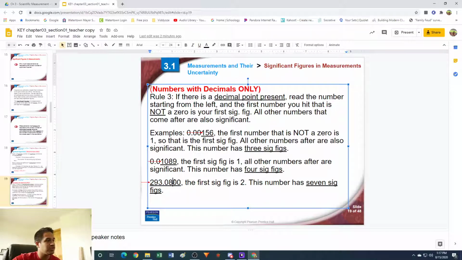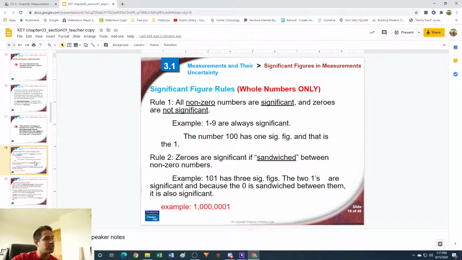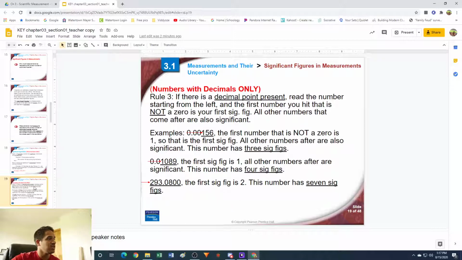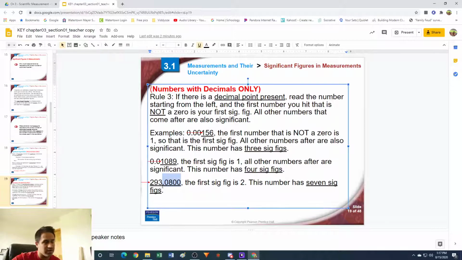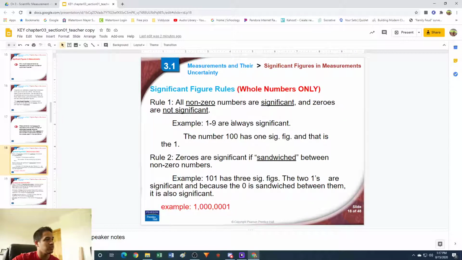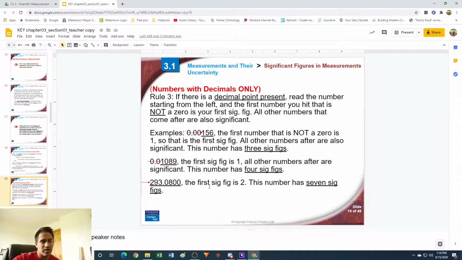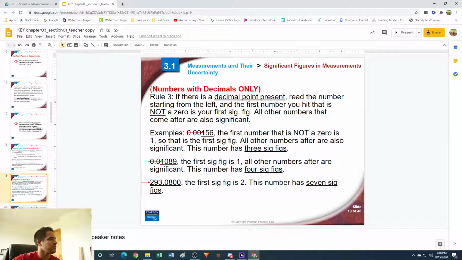Now you'll notice that there are zeros here at the end that aren't sandwiched. Doesn't matter. Remember that the sandwich rule from the previous slide only works when you're dealing with whole numbers. This is not a whole number. There's a decimal there. Therefore, the sandwich rule doesn't apply here, okay? Same thing with the other rule: any number that's not a zero counts, that part again doesn't matter either, because that only works with whole numbers. These are not whole numbers. So it's really like two rules, right? You've got rules for whole numbers, and you've got rules for numbers with decimals. As long as you don't confuse them, it's pretty simple.